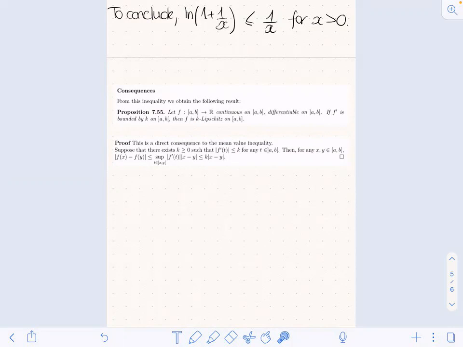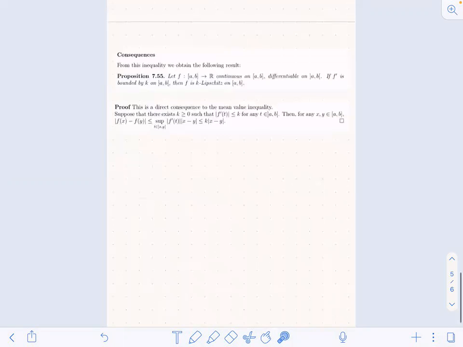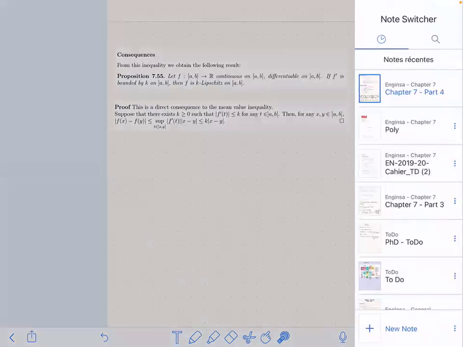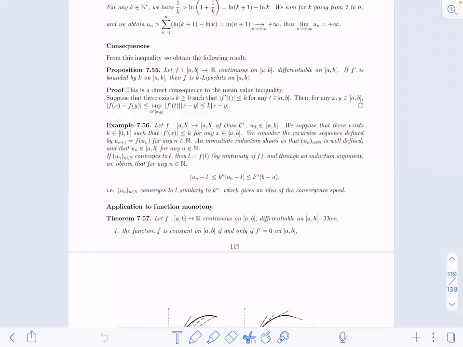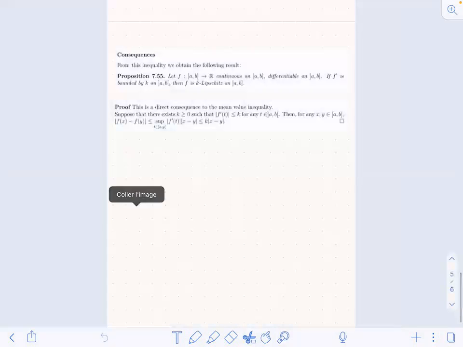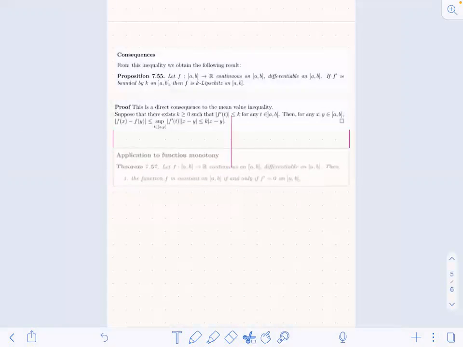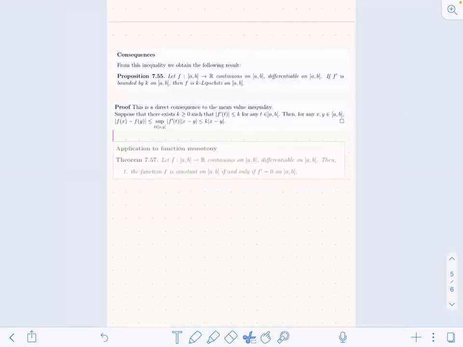So that's a consequence of the mean value inequality, and we can apply the mean value inequality to get some properties related to function monotony. Most of these statements are things that you've seen before. If we summarize various things that we've seen, if you take a function that's continuous on a closed interval and differentiable in the open one, then you've got the following statement. Your function is constant on AB if and only if f prime is equal to 0 on AB. So that's the first thing.